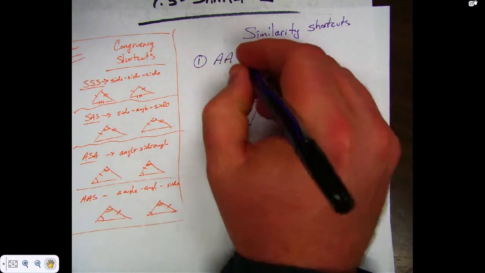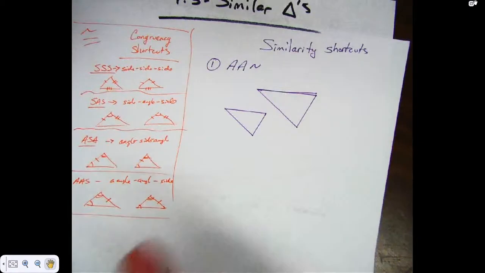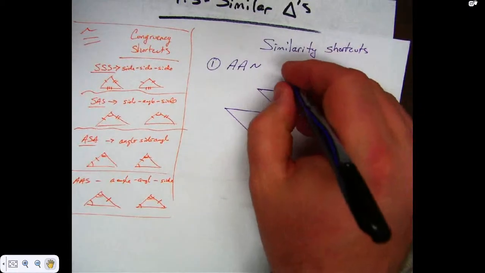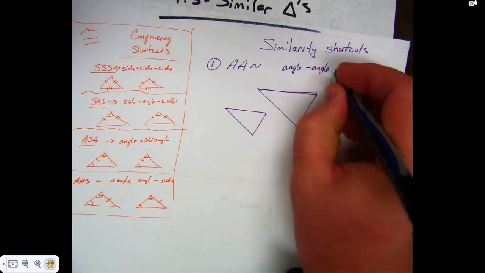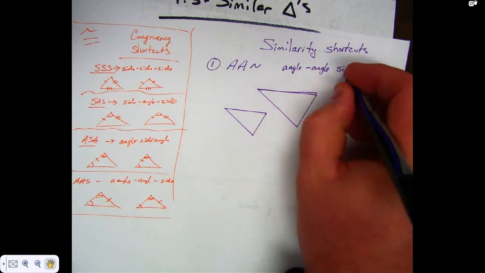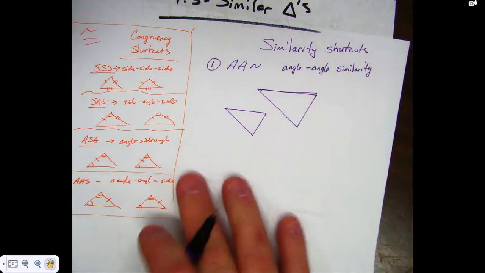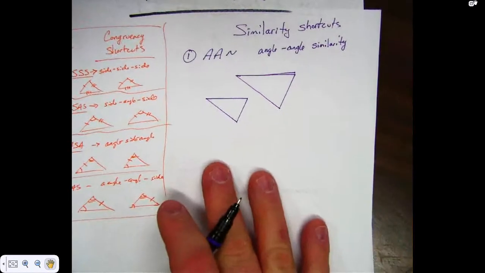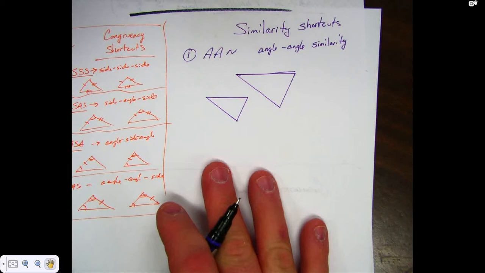Angle, angle, and then you'll see this beside it. What do you think that means? This stands for angle, angle, and then what does that sign mean? Similarity. As I told you guys, first of the year, mathematicians are lazy.